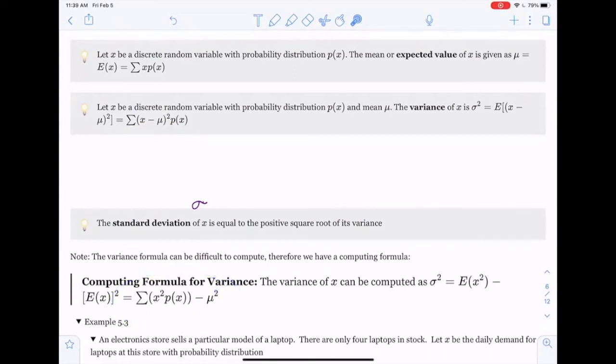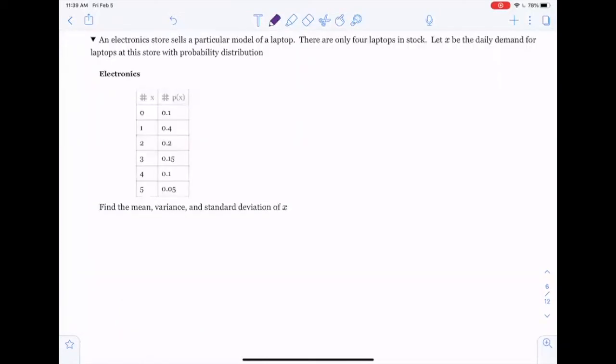So let's do an example of finding mean or expected value and then variance. So let's say an electronics store sells a particular model of a laptop, and there are 4 laptops in stock. Let X be the daily demand for the laptop at this store with a probability distribution below. So the demand for 0 laptops sold is going to be 0.1, for 1 laptop sold is going to be 0.4, and so on. And we want to find the mean, variance, and standard deviation of this random variable X.